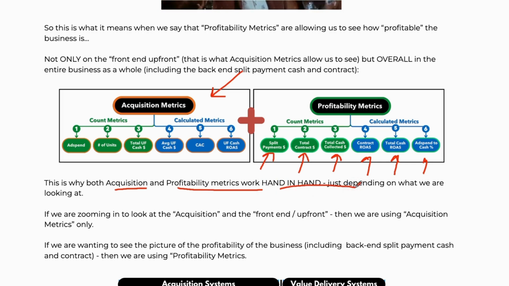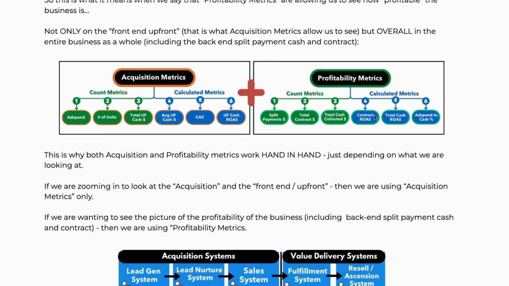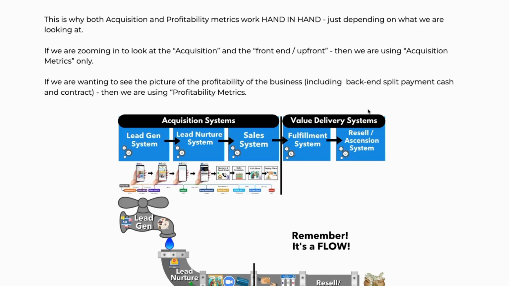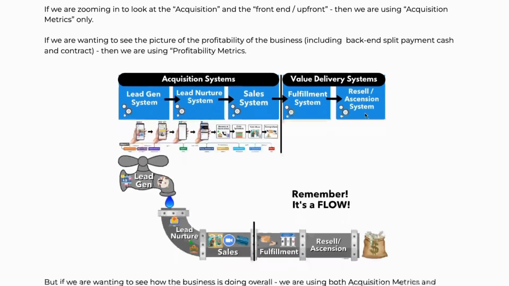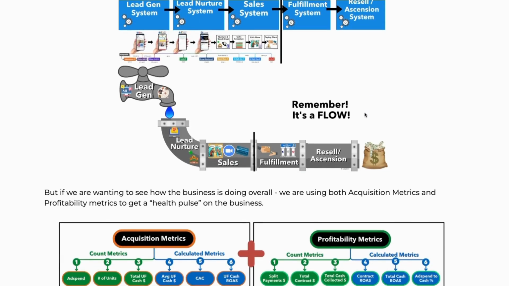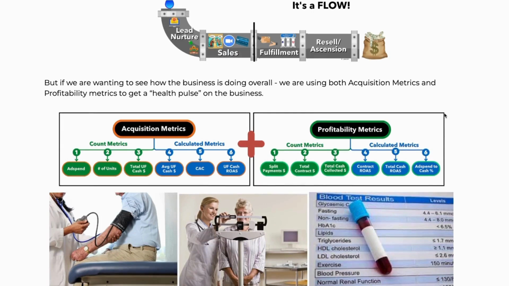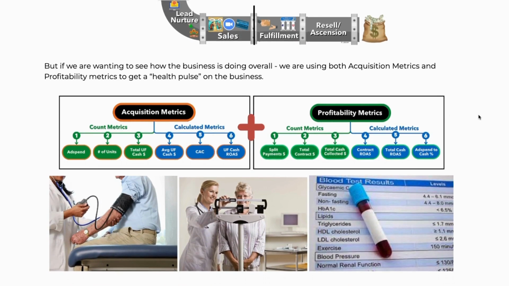It just depends on what part of the business we are zooming in and zooming out of. The same way your blood pressure tells you something about your body, your muscular mass tells you something about your body, different systems in your body, different metrics and different KPIs will tell us different things around the business. If we're zooming in and looking at acquisition on the front end, cool, we look at acquisition metrics. If we're zooming out and looking at the profitability of the whole business, including back-end split payment cash coming in, then we look at the profitability metrics. And if we want to see how everything is doing together, we look at both to get an accurate health pulse on what the actual business looks like. I hope that makes sense.